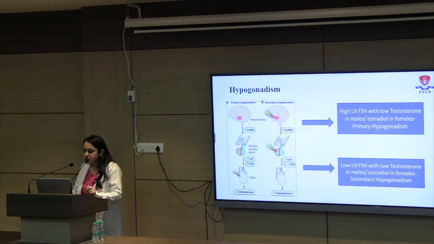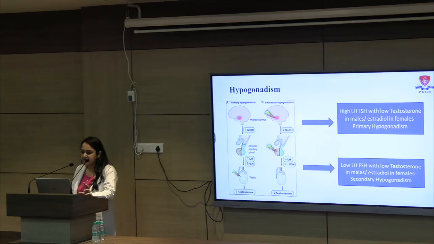Now coming to disorders related to LH and FSH, that is hypogonadism. It can be classified as primary or secondary. Primary is due to gonadal failure, that is low sex hormones with high LH and FSH, which is hypergonadotropic hypogonadism, and secondary is due to a hypothalamic or pituitary defect, which is low FSH and LH with low sex hormones.